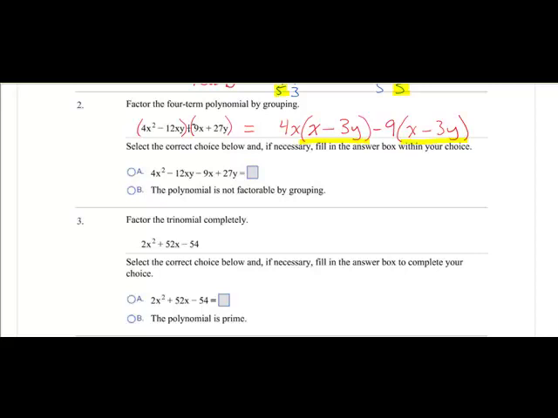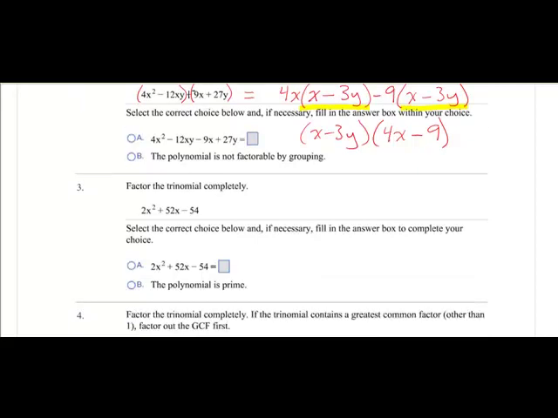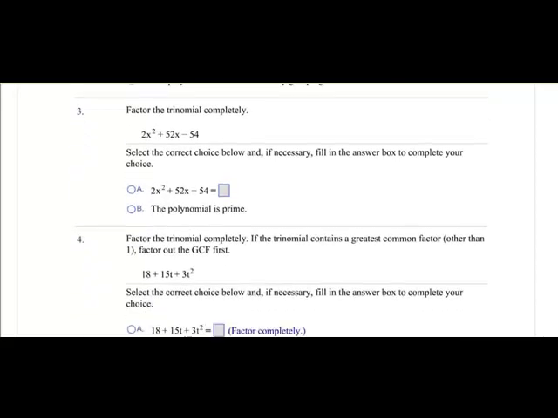I can factor that out of both terms, and that gives me x minus 3y times, well, what's left? In the first term, all that's left is 4x. And then in the second term, all that's left is minus 9. And there it is, factored by grouping. All right, there's my answer. Let's keep going. Number 3.